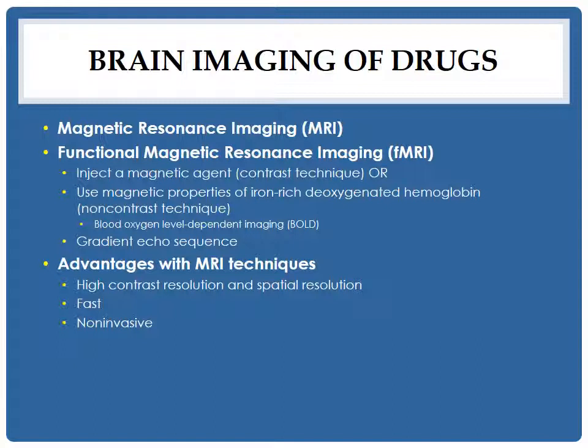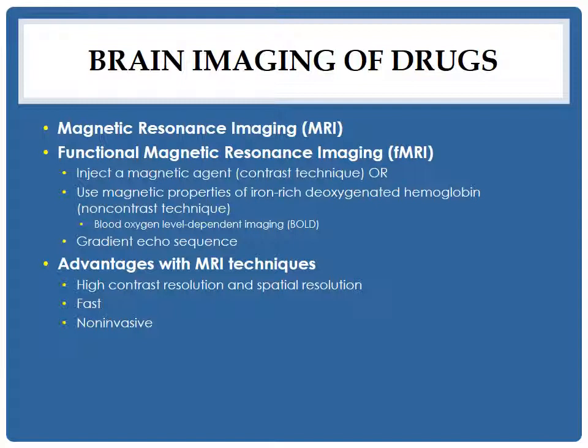Functional magnetic resonance imaging, or fMRI: you inject a magnetic agent in the contrast technique. That increases the magnetic field where the brain is activated, so it generates an image of active as compared to inactive areas of the brain. Or, rather than injecting a magnetic agent, you can use the magnetic properties of iron-rich deoxygenated hemoglobin. This is called the non-contrast technique. Most common here is the blood oxygen level dependent imaging, or BOLD. Basically, when the brain is active, it consumes more oxygen, and that changes the ratio of deoxygenated to oxygenated hemoglobin.